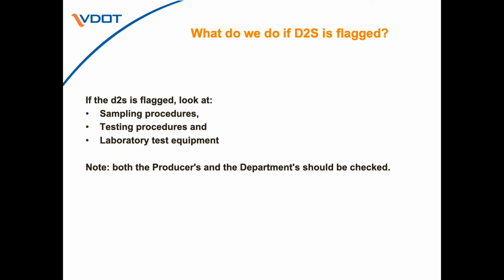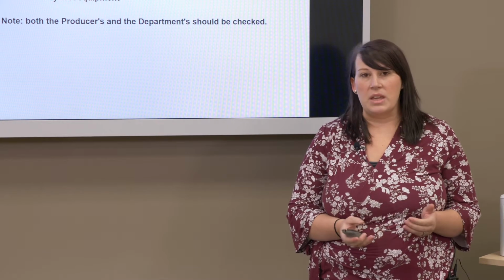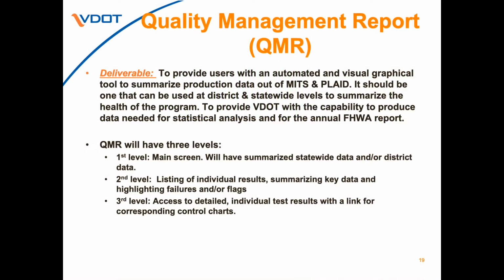It could happen anywhere, and it's really important that we look at everywhere that we can to try to eliminate these D2S flags. One other tool that we use in the system is what we call a quality management report. And the purpose of this is to provide the users of the system with an automated and visual tool that summarizes production data at any given time.